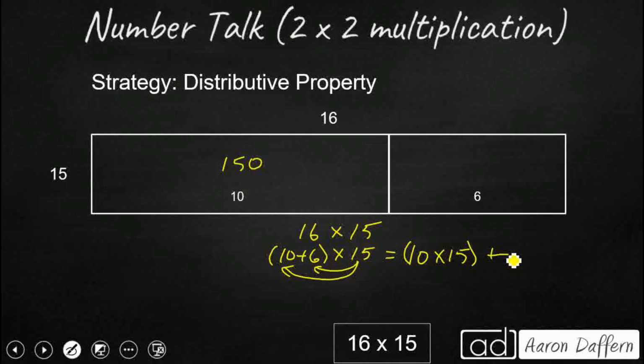And then we're going to get a 6 times 15. And so we're going to have to do a little bit of math there. 6 times 10 is 60. 6 times 5 is 30. So that's going to get us 90. And then we've got 150 and 90. And we're going to end up always with that same answer of 240.